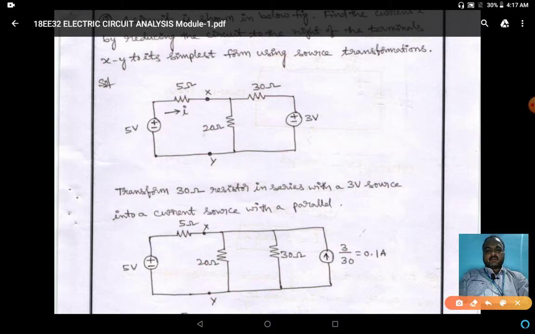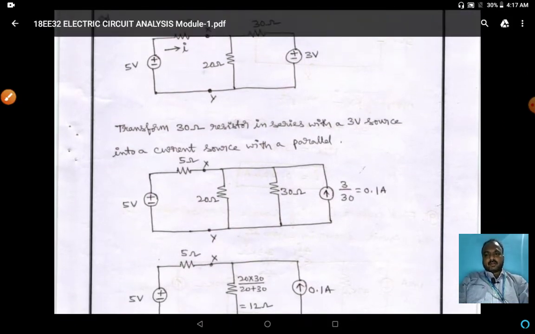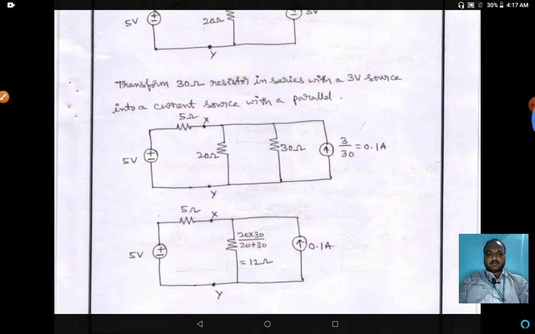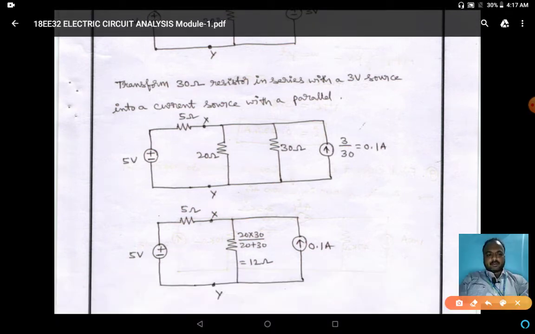Transform the 3 volt source in series with the 30 ohm resistor into a current source. So the voltage source has to be converted into a current source. Here we are converting the voltage source into a current source, so once converted, the current source will be in parallel with the 30 ohm resistor.